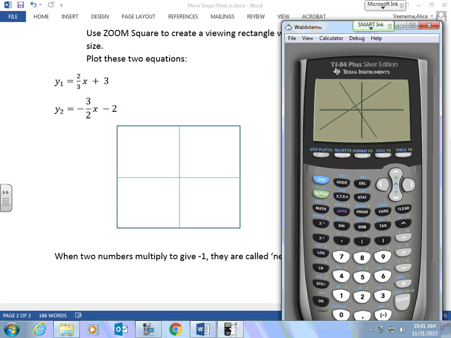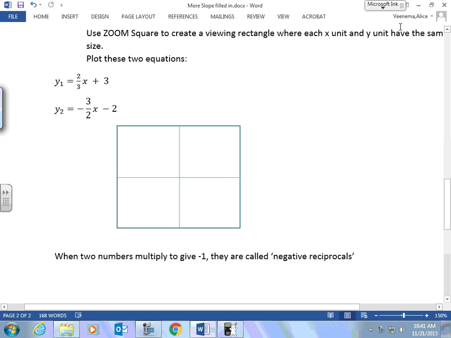And you can see that the two lines meet at right angles. They're perpendicular to each other. So you could sketch them in if you like. Okay. And I'll minimize that now, and we'll move on.